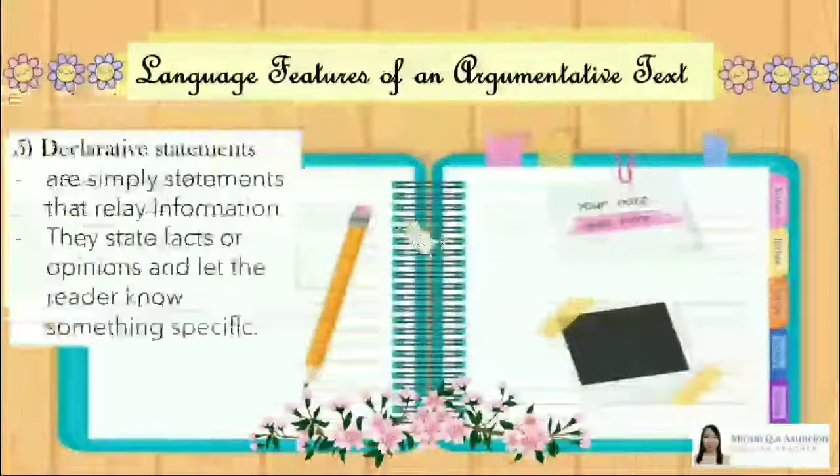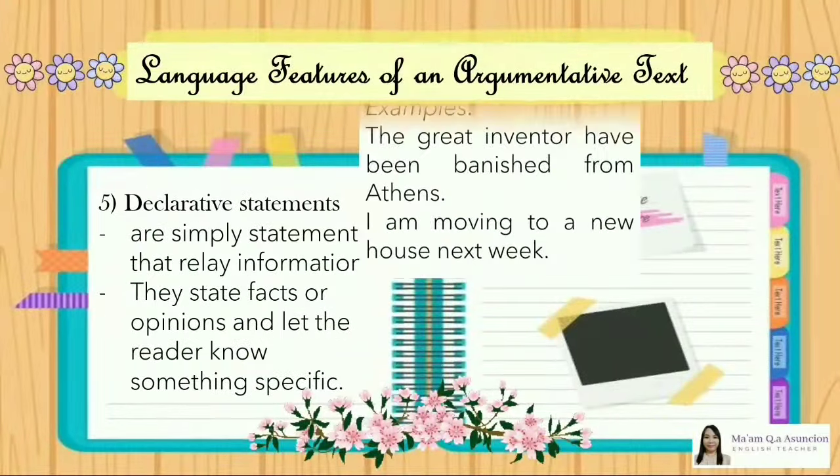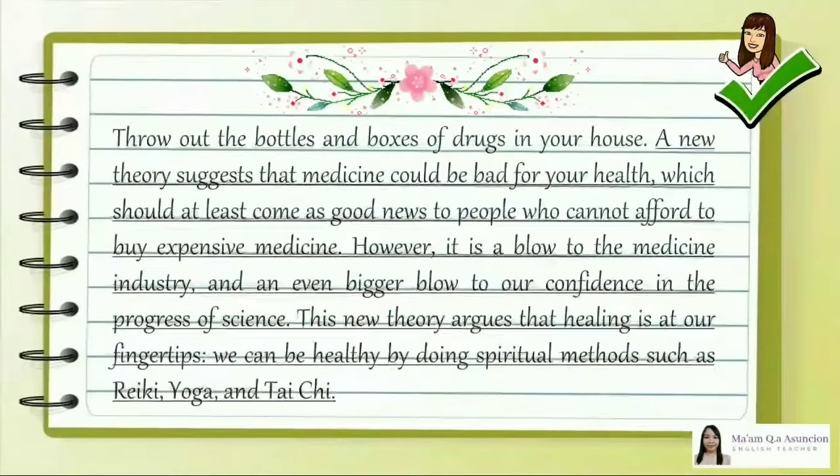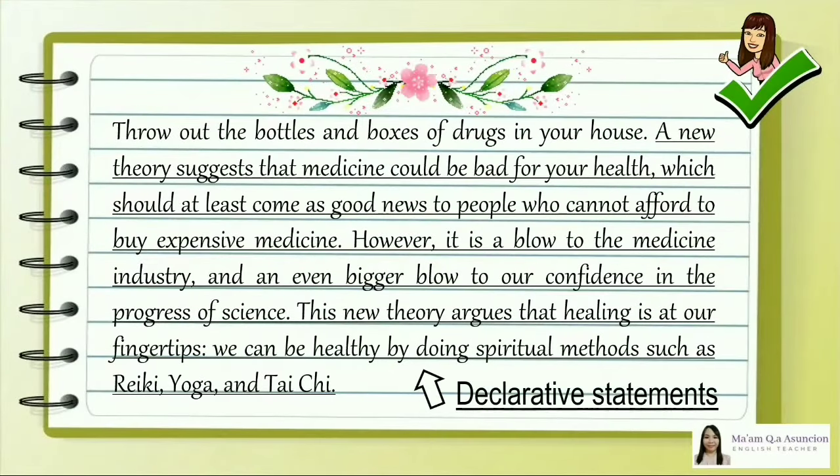Number 5. Declarative statements are simply statements that relay information. They state facts or opinions and let the reader know something specific. Declarative statements always end with a period. Examples: The great inventor has been banished from Athens. I am moving to a new house next week. This is an example of an argumentative with declarative statements.